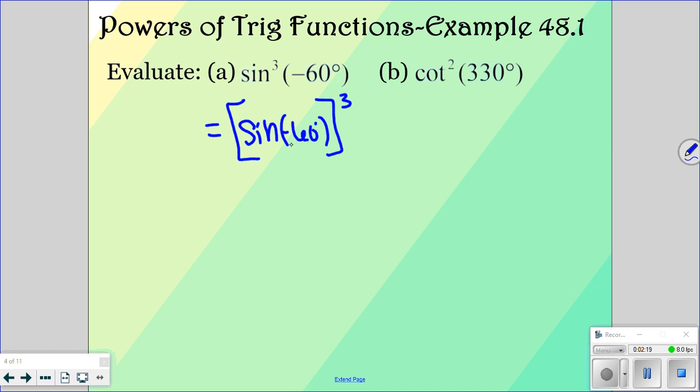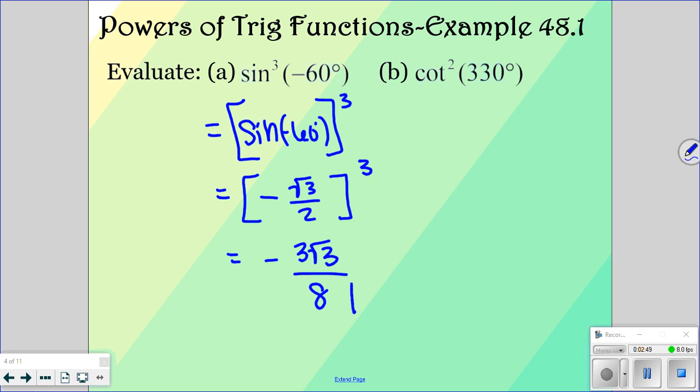So the sine of negative 60, we're in the 4th quadrant, so it's a negative. And then the sine of 60 is square root of 3 over 2. So when you cube this, negative cubed is a negative. Square root of 3 cubed is the square root of 27, which is 3 square roots of 3. And then 2 cubed is 8. And so that's how that would simplify.